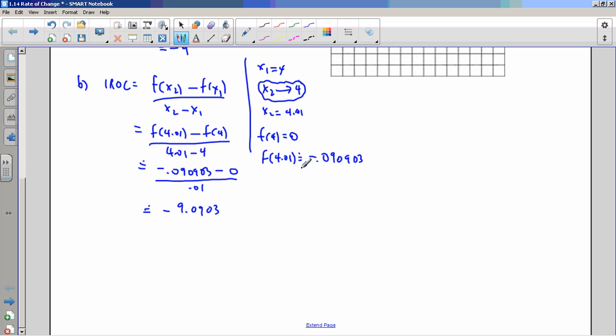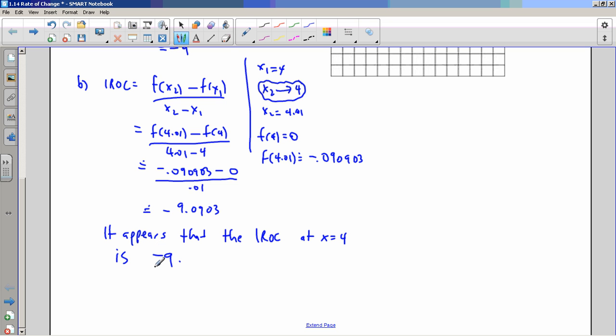And remember, the idea here is that if we were to use another decimal place, 0.001 or 0.0001, then it'd be an even better estimate for the instantaneous rate of change. Well, what is that getting close to? Probably it's getting close to -9. So it appears, and this is only one calculation, but we've done enough of these to see the pattern. It appears that the IROC at x equals 4 is -9. That's what it appears.